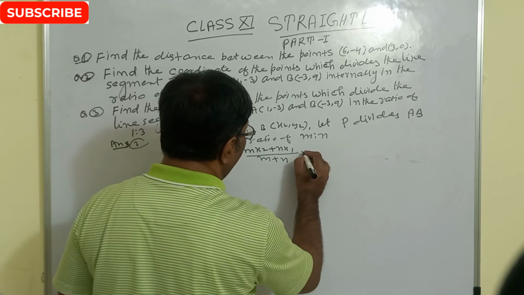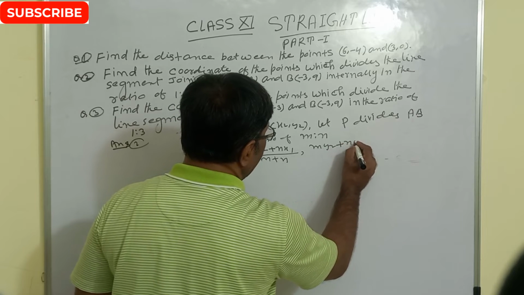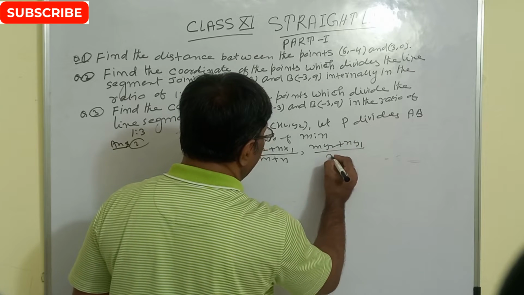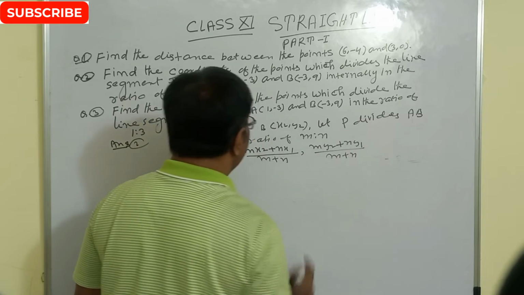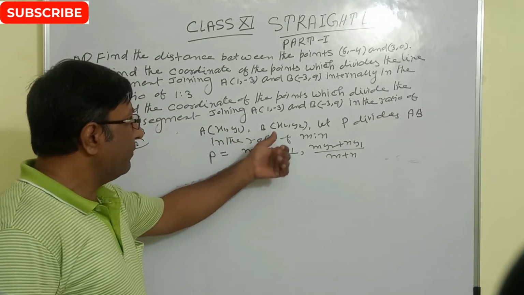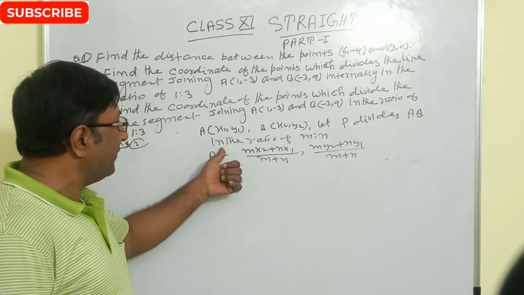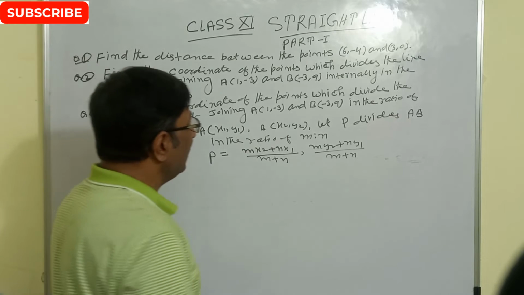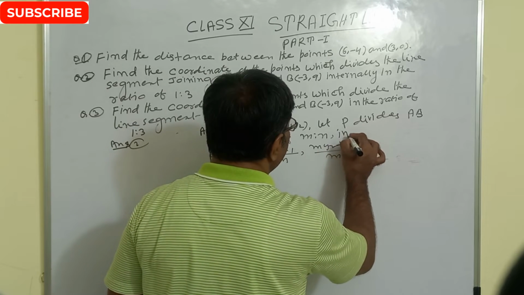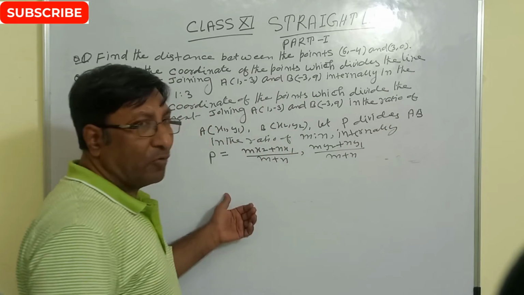In the same way, y coordinate is what? (m y2 plus n y1) divided by (m plus n). This is the basic formula given: A coordinate given, B coordinate given, and P is any point which divides AB in the ratio of m:n internally. If this divides internally, then coordinate of P equal to what?